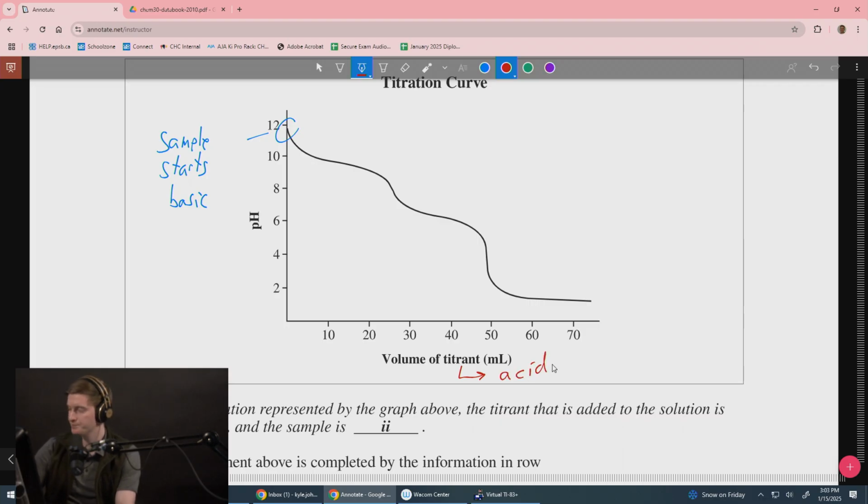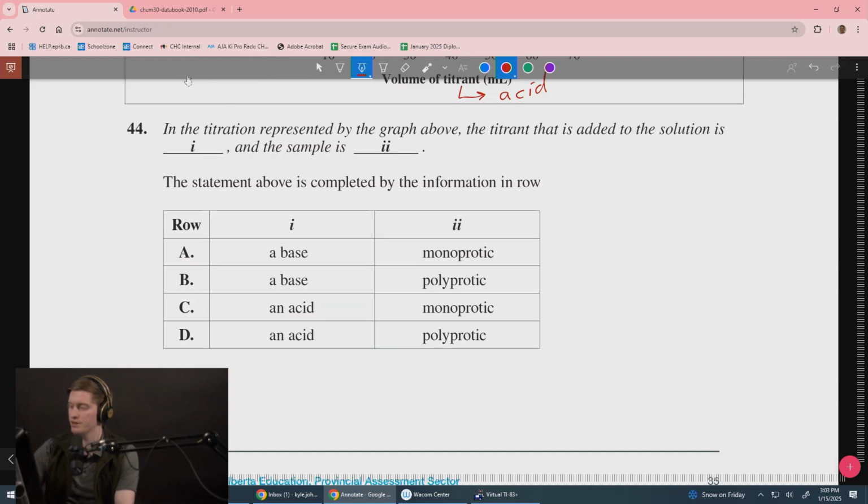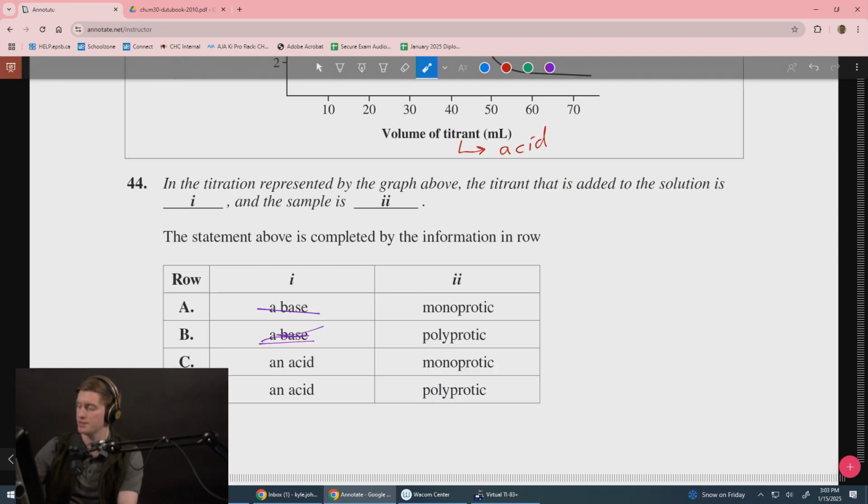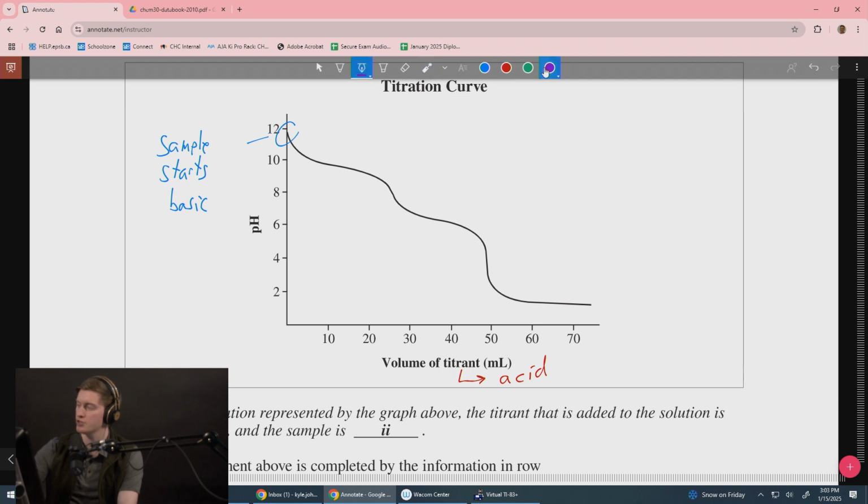And then we'll take a look at the question. The statement above is completed by the information. Is it a base? Is it an acid? Well, we've decided that the titrant is an acid because as we add titrant, our pH decreases, becomes more acidic. And then the sample is what? Monoprotic or polyprotic? We can tell this by the shape of the curve. We have two endpoints, and we have two buffer regions.